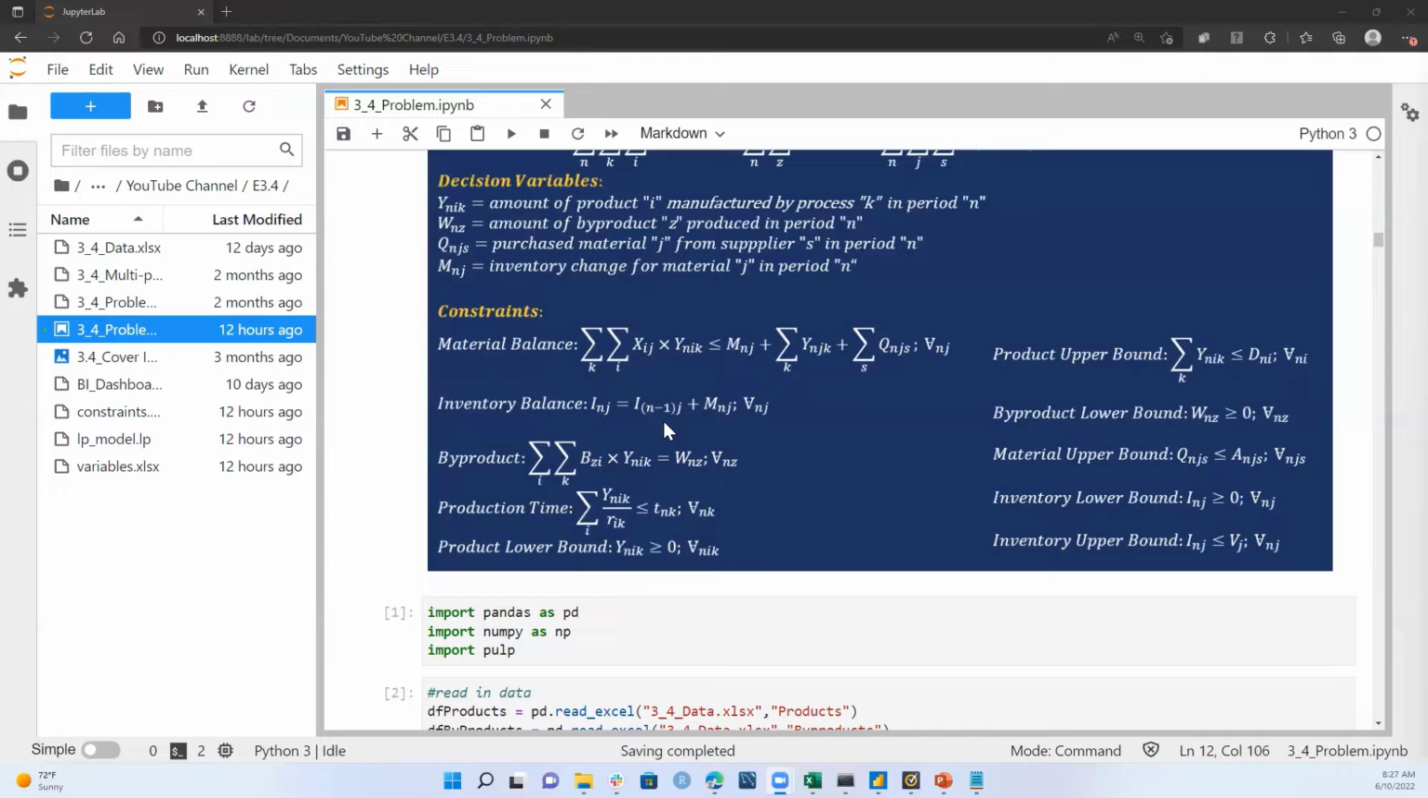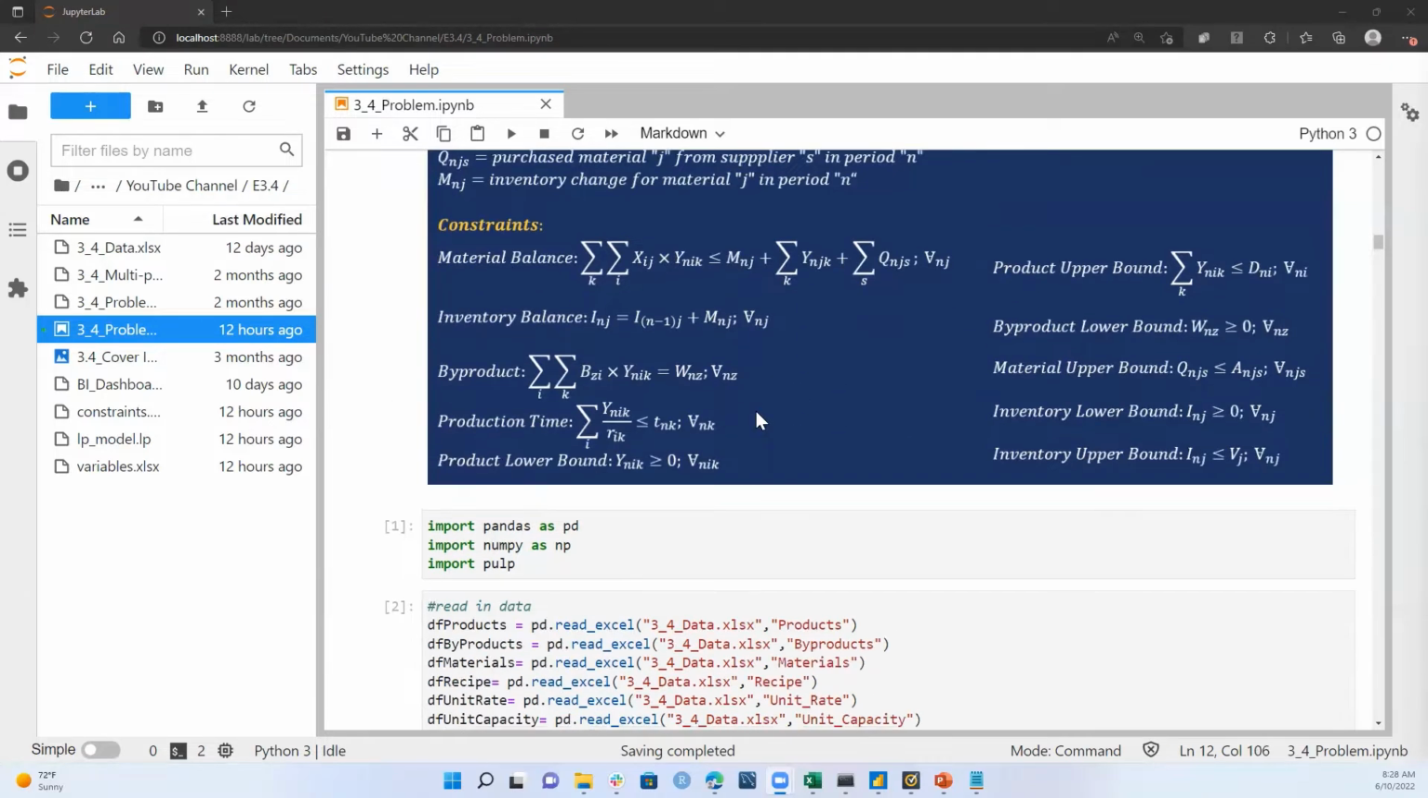So if we had 100 tons in period 1, and we decided to use 20 tons in period 2, we know that I sub NJ would be 100 minus 20. And we're going to make this inventory balance for all materials J and all periods N. Now, I will point out that you could simply have moved this inventory balance into the material balance via substitution. However, I am breaking it out here because, as we will see later when we do analysis and reporting, sometimes breaking these out into distinct groups makes that easier.